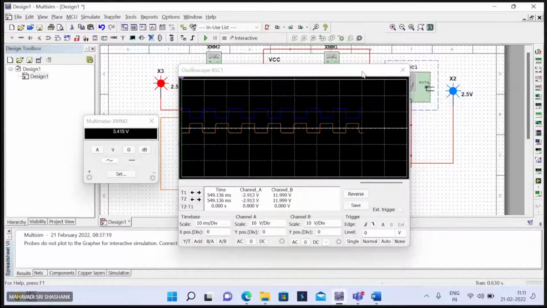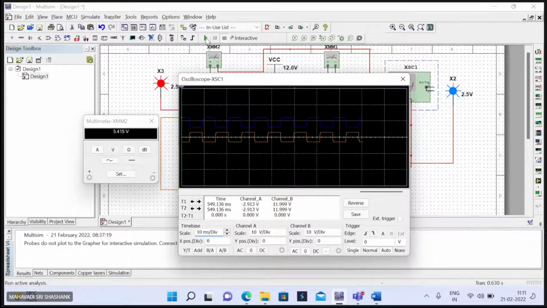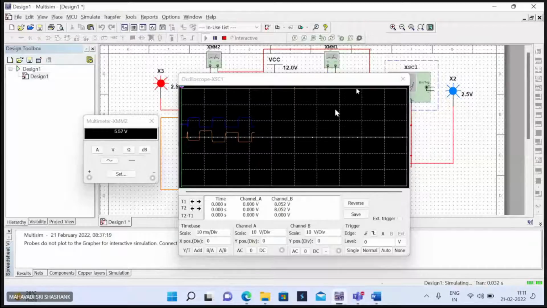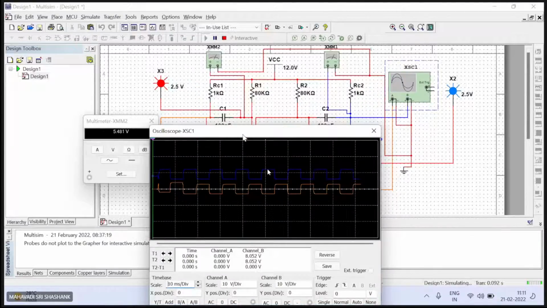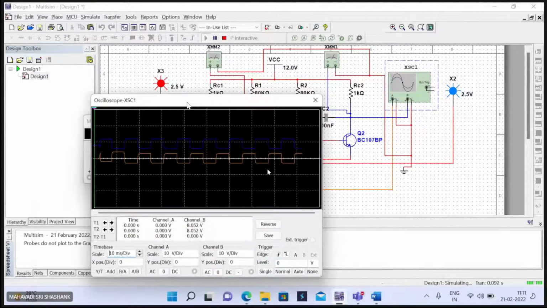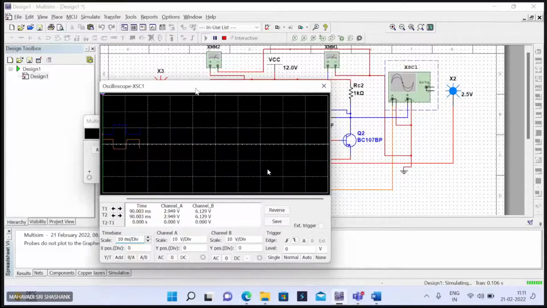Ma'am, is my screen visible? Yes, you are getting the correct output. This should be the output. So you have connected the oscilloscope at the collector of different transistors, right? Yes, ma'am. So you can see when one transistor is on, the other is off, and you are getting the pulse waveform. The output is correct.